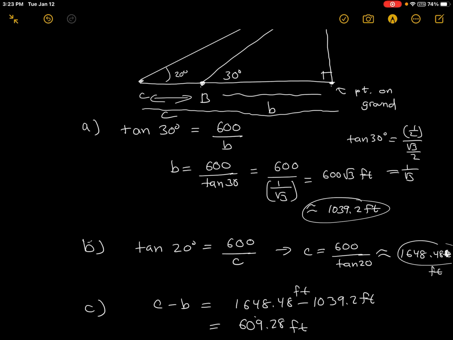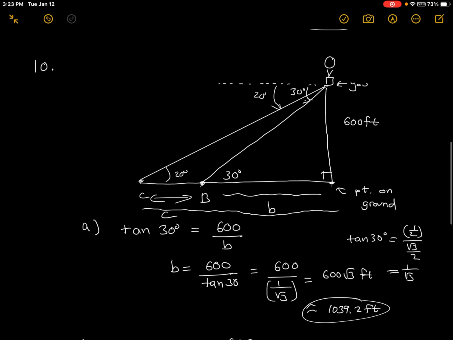Let me write that a little more clearly here. The key when you're doing these angle of elevation and angle of depression problems is to be able to draw the picture. Once you have the picture, you're just applying right triangle trigonometry.